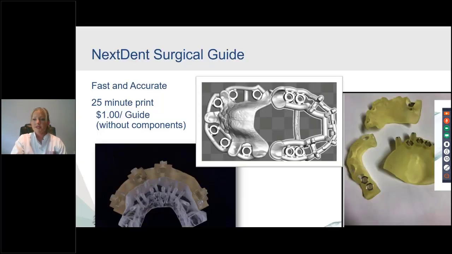Surgical guides, obviously something that a lot of people want to make in-house, really fast and accurate out of the printer and the NextDent resin. It's around $1 without the components. And it takes about 25 minutes to do a single level build. The printer will support all of the different styles that you choose to design.